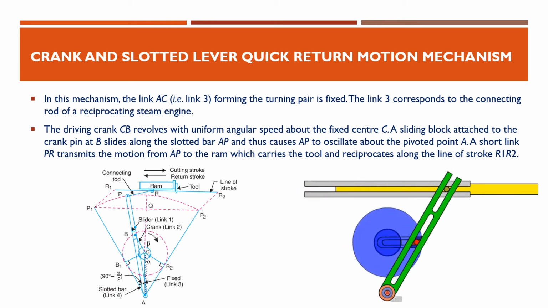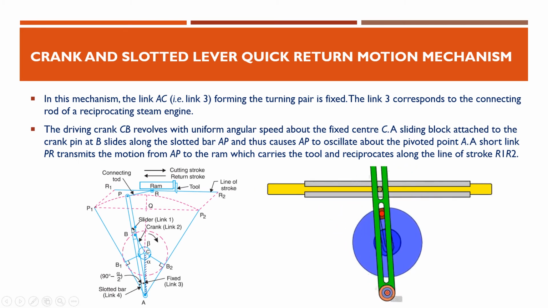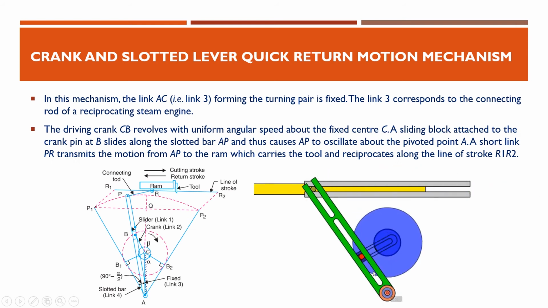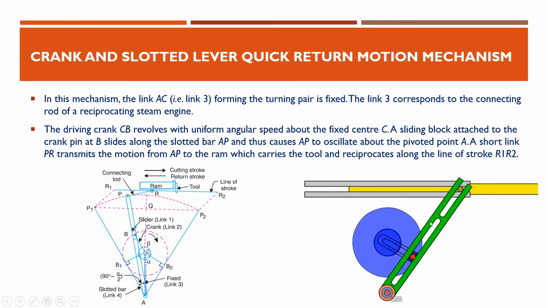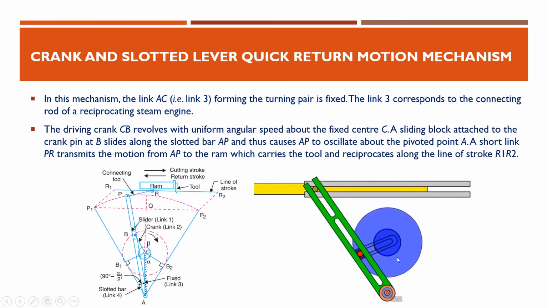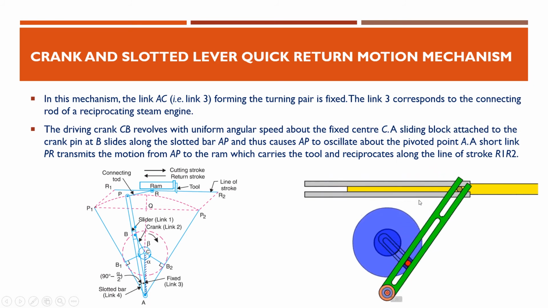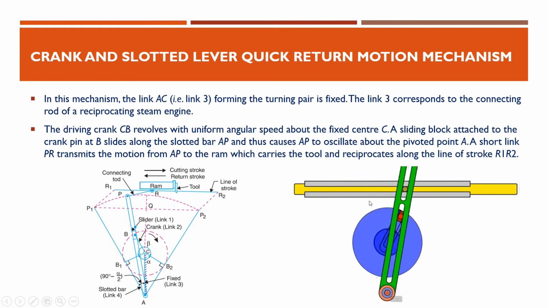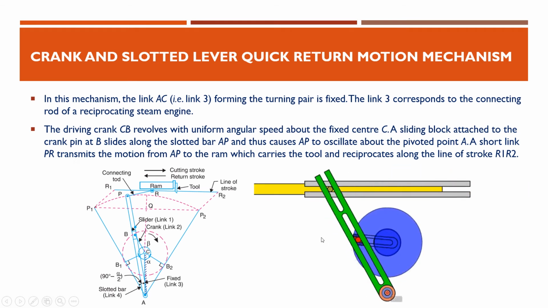Now a sliding block is provided at a pin B that slides along the slotted bar. This is the slotted bar. This pin slides when the crank rotates. This pin slides along this slotted bar, and because of this, the AP oscillates. This AP means this slotted bar actually oscillates.